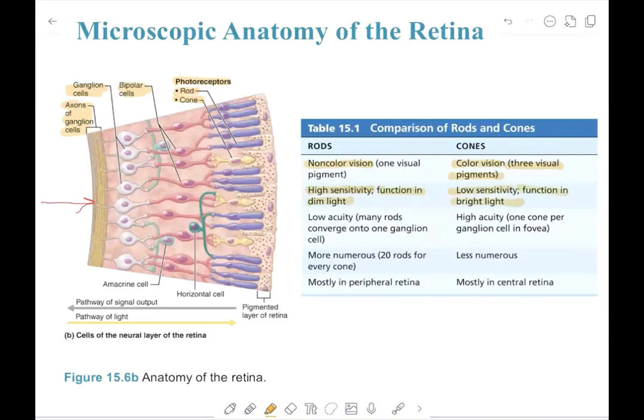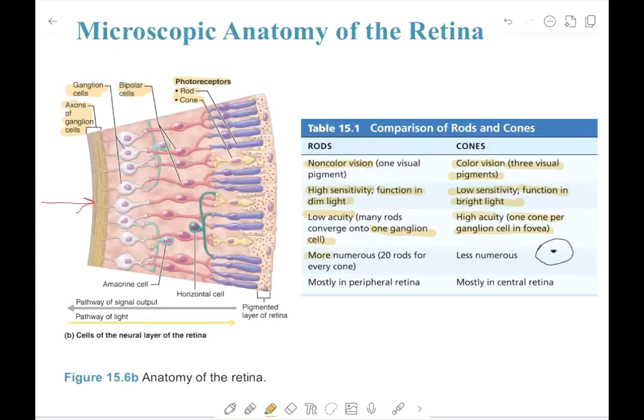The rods have low acuity, which means that many rods converge onto one ganglion cell. So they're not as precise. There's not going to be as precise a video signal essentially traveling to the optic nerve. Whereas the cones have high acuity because there's basically one cone per ganglion cell in the fovea, which remember the fovea is going to be that central pit in the very center of the macula lutea, which we'll see in much more detail in our next slide.